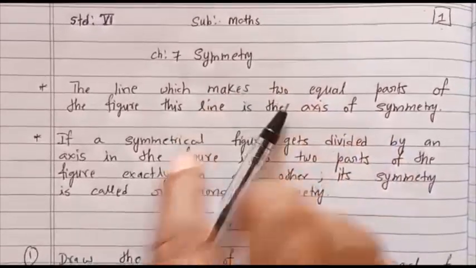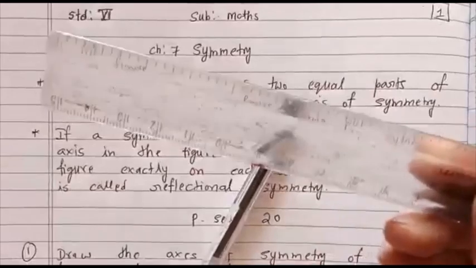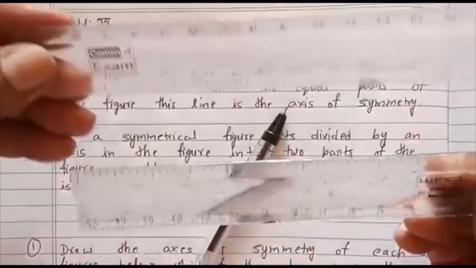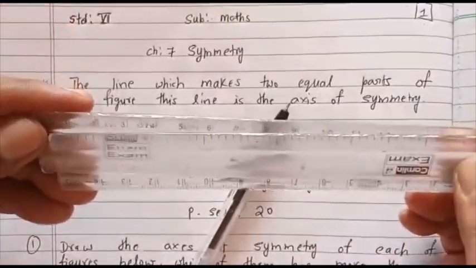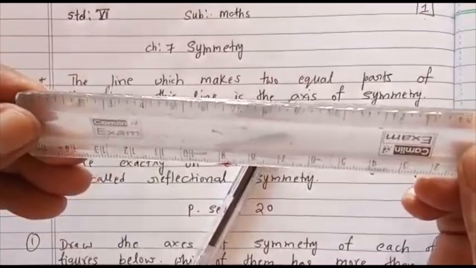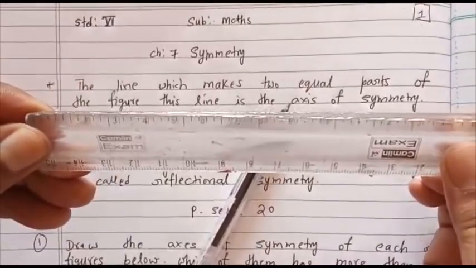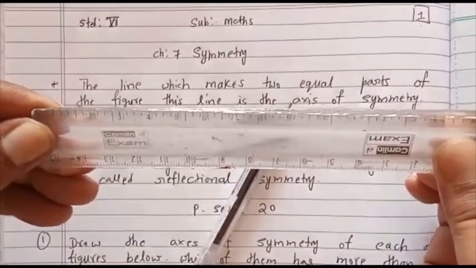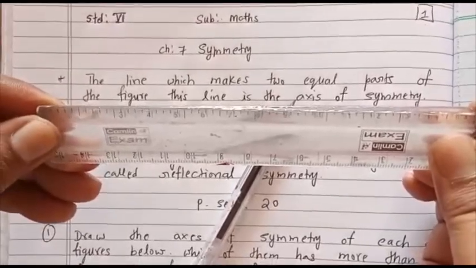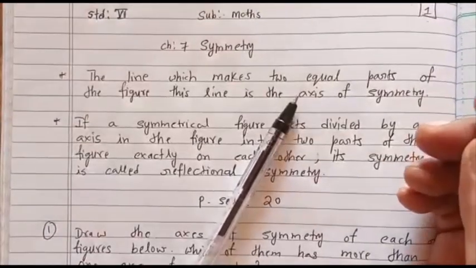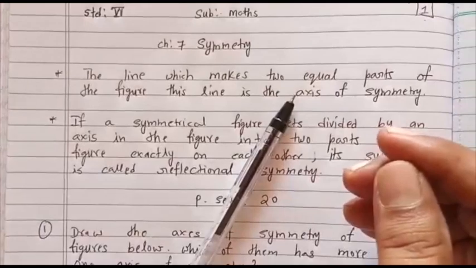Symmetry. Suppose we are talking about these two scales. If we keep this scale and this scale here, they exactly overlap. This is known as what? Symmetry. Now next example, take this paper.